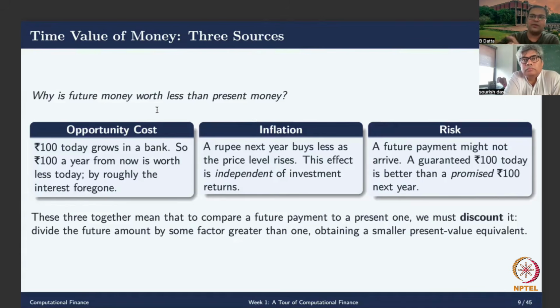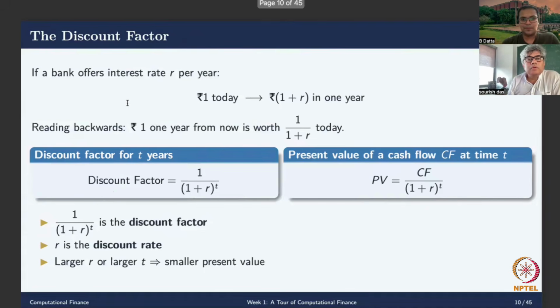So we need a mechanism to translate future money into what it means in terms of money today. Formally speaking, this is what is known as discounting the money. We want to discount the future amount of money and find a way to convert it into what it means in today's money. Absolutely.